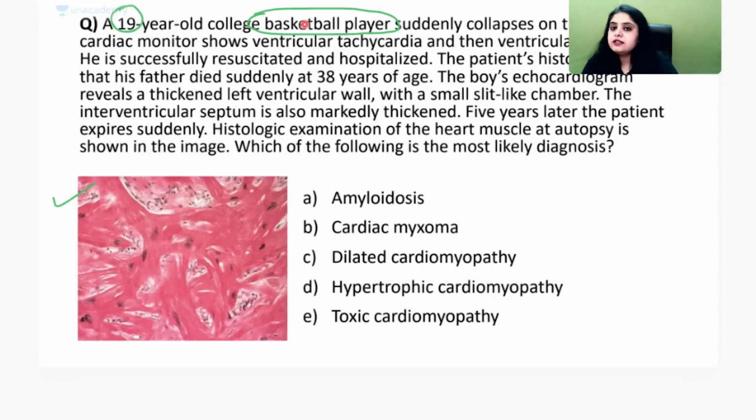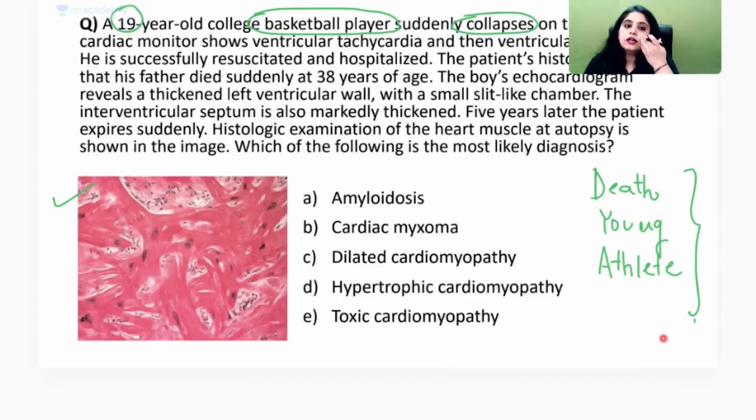So you've got a young 19-year-old basketball player who collapses on the court. Classical history of death in a young athlete. Very, very classical. The cardiac monitor shows ventricular tachycardia and then ventricular fibrillation. He was hospitalized. Obviously, parents' history, patient ki history dekhe. So this indicates his father died suddenly at 38 years of age. There's a left ventricular wall that is thickened and a small slit-like chamber.